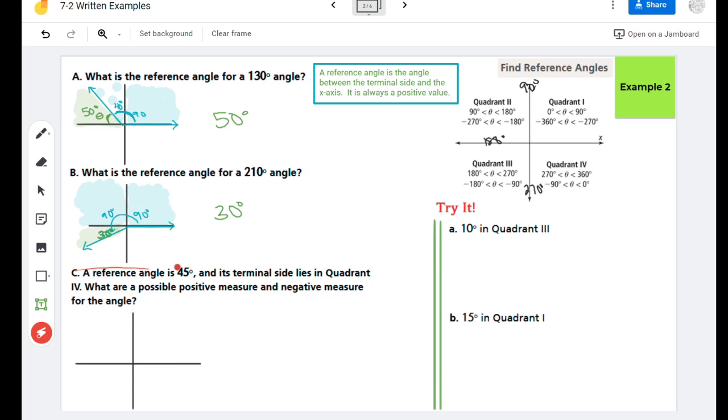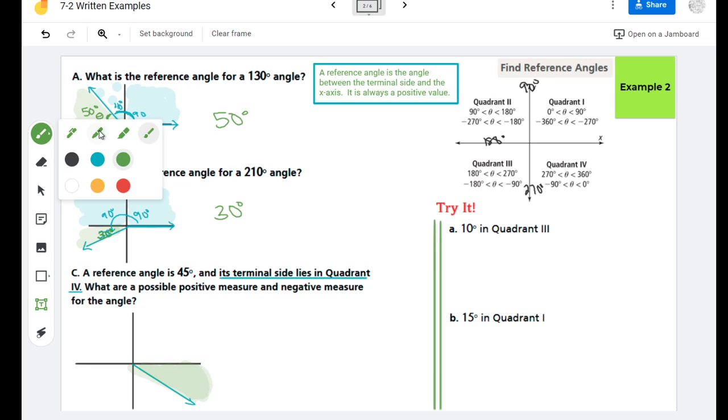So now let's look at option C. Option C says a reference angle is 45 degrees and its terminal side lies in quadrant 4. So let's start with that quadrant 4 and then we'll deal with the reference angle, okay? So quadrant 4 is this bad boy down here. And so the reference angle, between the terminal side and the x-axis, which is this green wedge, is the 45 degrees that they're referencing.